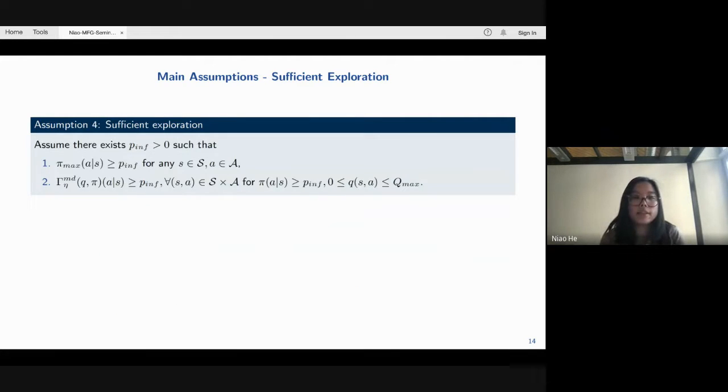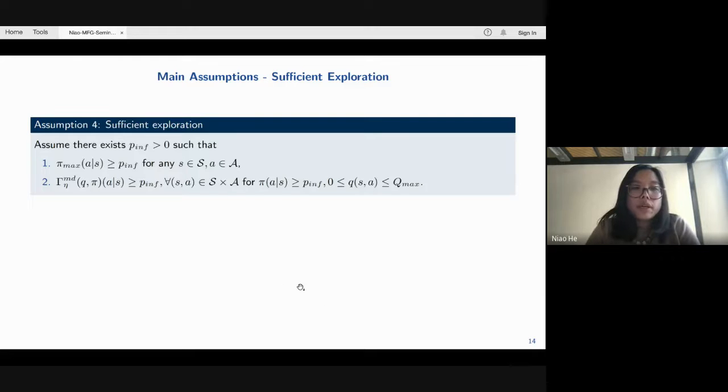The second set of assumptions is really needed because we're using only single sample paths to generate the data, so we need to ensure enough exploration from this data.